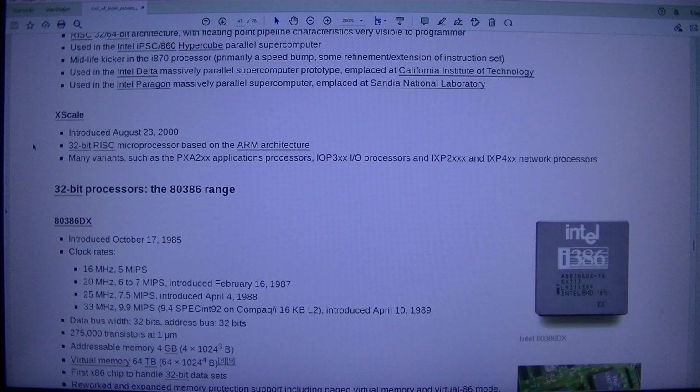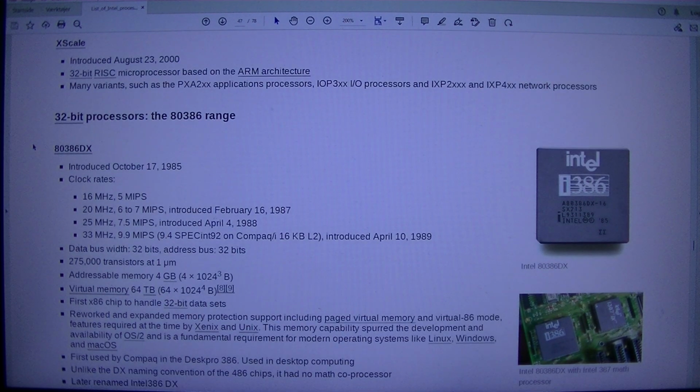XScale. Introduced the 23rd of August, 2000. 32-bit RISC microprocessor based on the ARM architecture. Many variants, such as the PXA2XX applications processors, IOP3XX I/O processors and IXP2XXX and IXP4XX network processors.